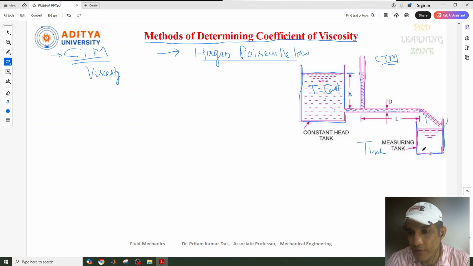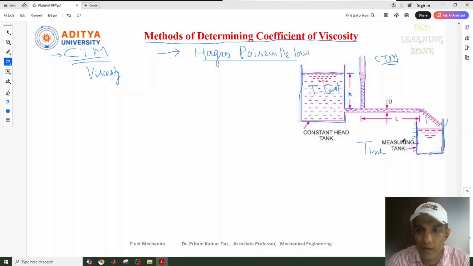Now, initially it was blank. Suppose this is also, we have the measuring scale there, like 5 centimeter, 10 centimeter, 15 centimeter. There will be scaling, and we need to take a stopwatch so that we can identify, within 10 seconds or 20 seconds, what is the volume of liquid or the fluid that is filled in this tank.